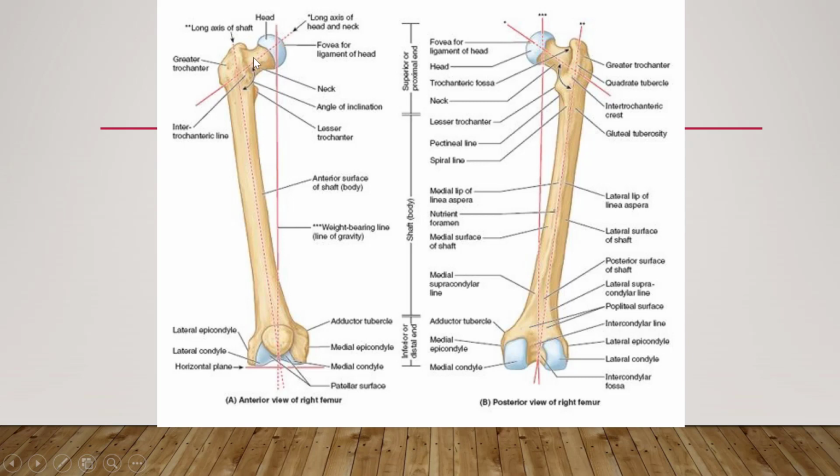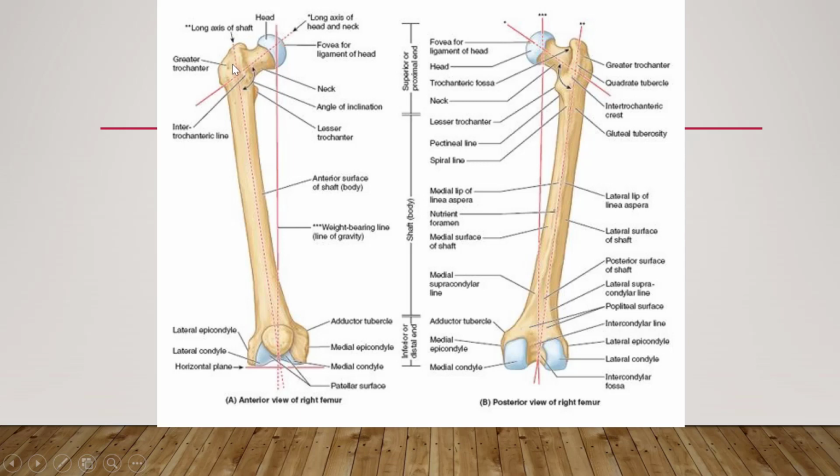Then there is the neck of the femur, and then the shaft of the femur, but the upper end also contains two trochanters: the greater trochanter and the lesser trochanter. The upper end has three parts: head, neck, and the greater and lesser trochanters. I have discussed the angle of inclination also, which is between the long axis of the head and neck of the femur and the long axis of the shaft of the femur. This angle is called the angle of inclination.